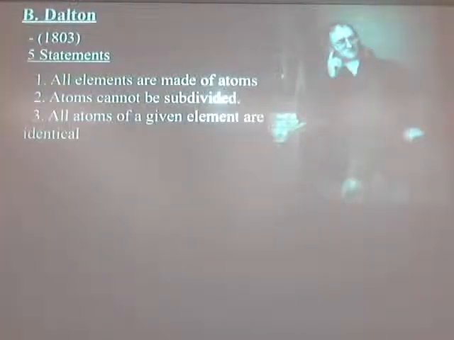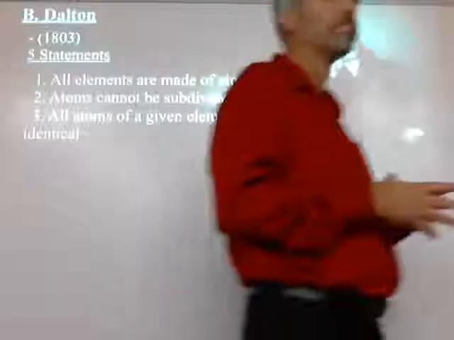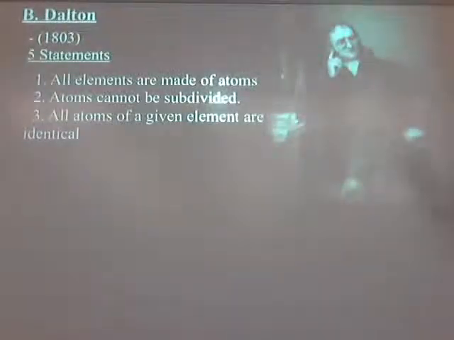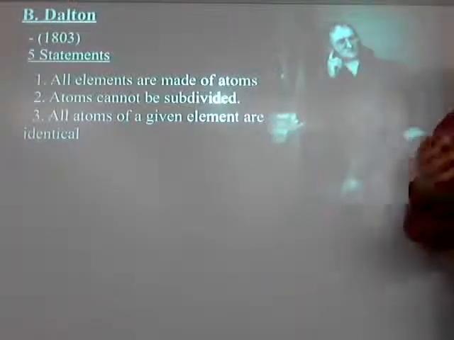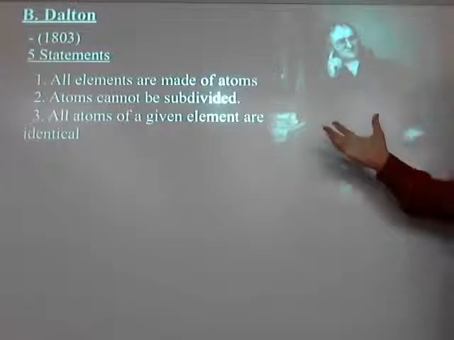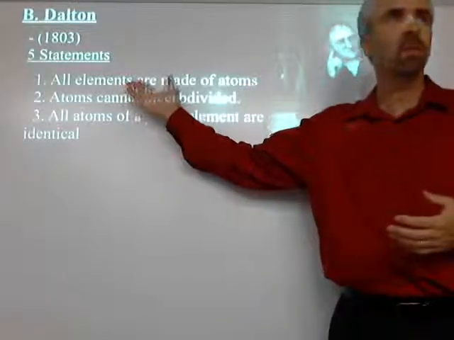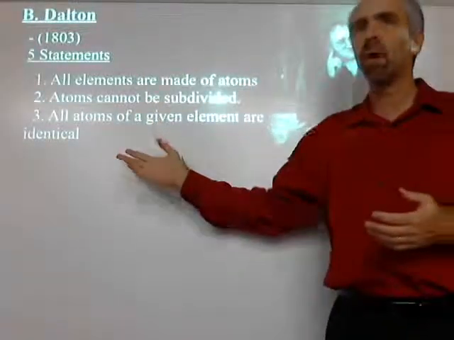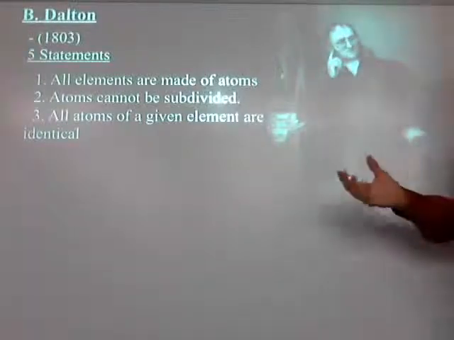How about this one? All atoms of a given element are identical. Was he right about that? Is every single carbon atom and every single oxygen atom the same? No. Turns out we have different isotopes, a different isotope of the same atom. Hydrogen has 3 isotopes: protium, deuterium, tritium. He was wrong again. This guy's an idiot. He didn't do anything right. He took somebody else's statement, and the other 2 things he said we know to be wrong now. So why are we talking about Dalton?